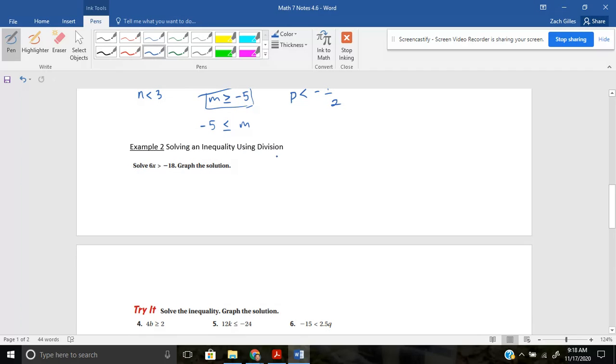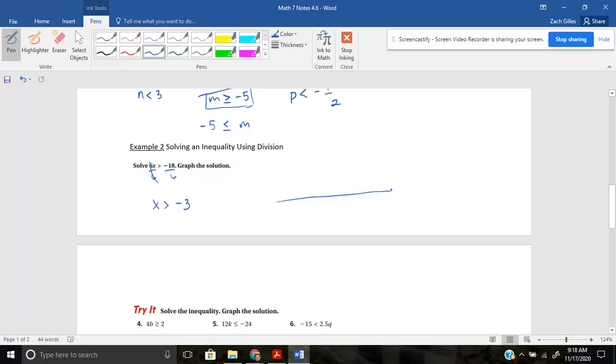Example 2 now, we're using division. But again, notice in our first step, we're dividing by a positive 6. Okay, so I'd get x is greater than -3. Negative divided by positive, we have different signs here.